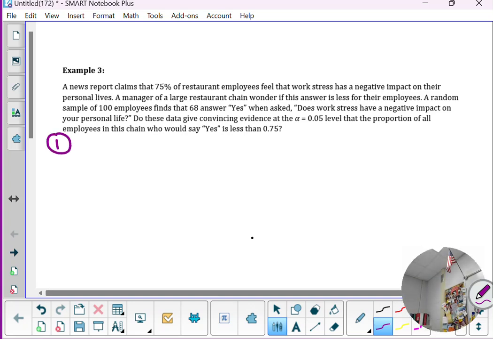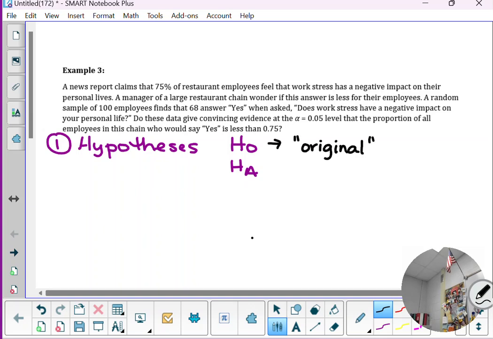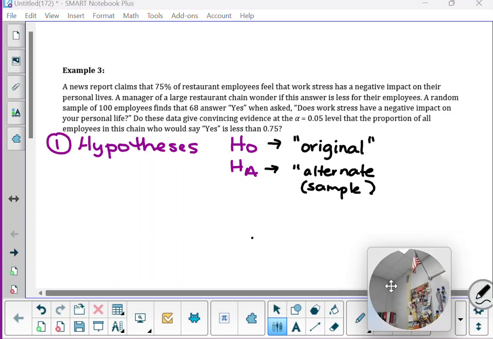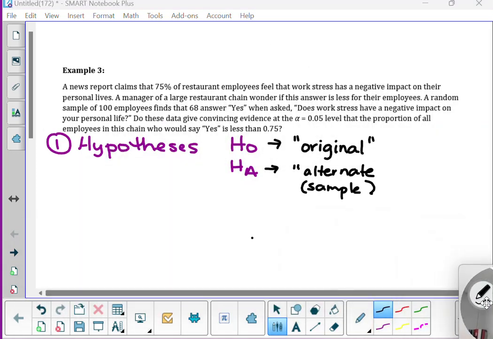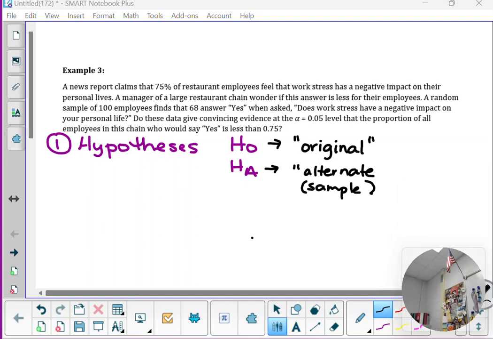So the first thing we do in doing a significance test is generate our hypotheses, our H sub 0 and our H sub A. Our H sub 0 is kind of the original or the normal belief, where H sub A is an alternate, and usually because of something that happened in our sample.